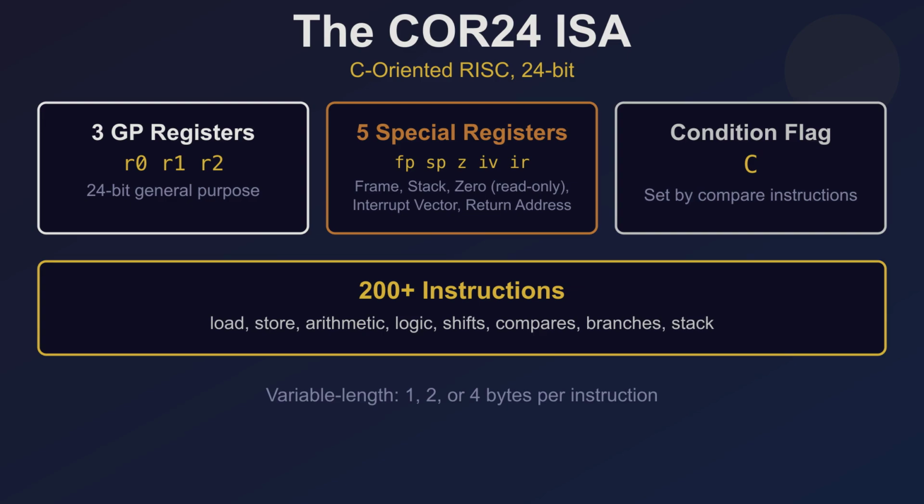COR24 is a 24-bit RISC instruction set with over 200 instructions, 3 general-purpose registers R0 through R2. There are 5 special registers for the frame pointer, stack pointer, interrupt vector, and return address, a read-only zero constant for comparisons, and a single condition flag.